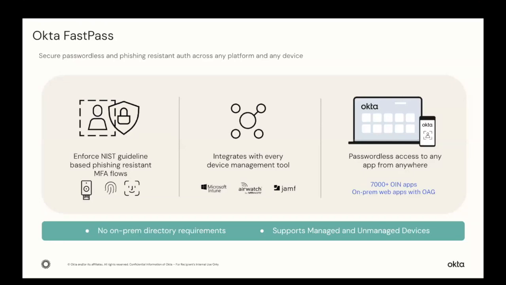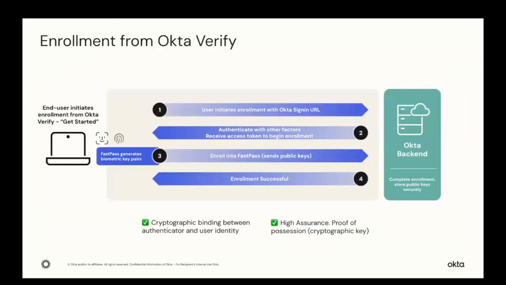If we take a look at some of the NIST guidelines around strong phishing resistant MFA, it notes that these authenticators should have cryptographic binding between the authenticator and the user identity, that there should be no shared secrets at all in the flow, such as passwords or secret questions. There should be origin binding and channel binding in the flow, and there should be high assurance and proof of possession during the flow. Next slide, please. So let's take a look at how Okta addresses some of these.